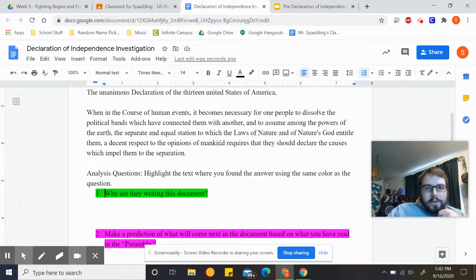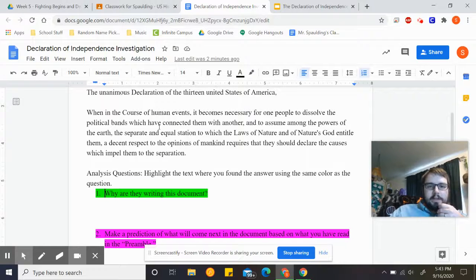All right, so we know, okay, when in the course of human events it becomes necessary for one people to dissolve the political bands, okay, so they're dissolving something political, which have connected them with another, and to assume among the powers of the earth the separate and equal station to which the laws of nature and nature's God entitled them. That's a lot of fancy language in there. Let's keep moving. A decent respect to the opinions of mankind requires. Ooh, requires is an interesting word.